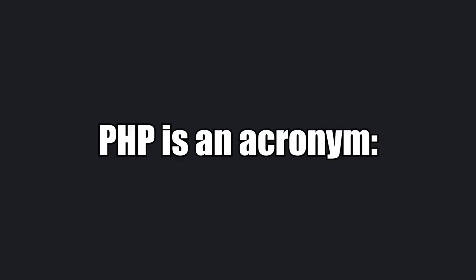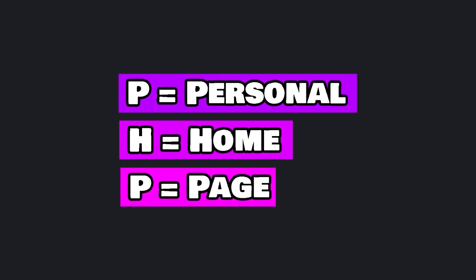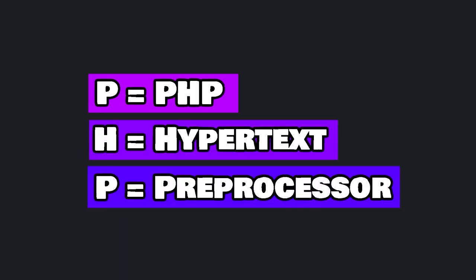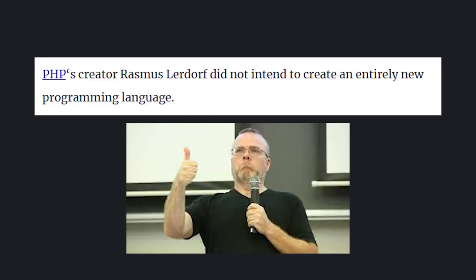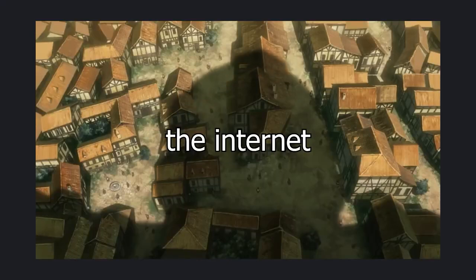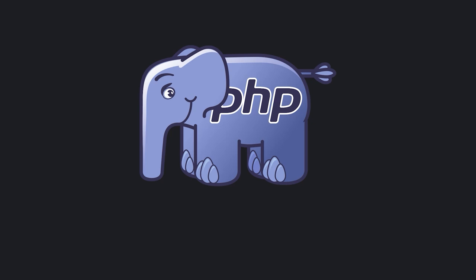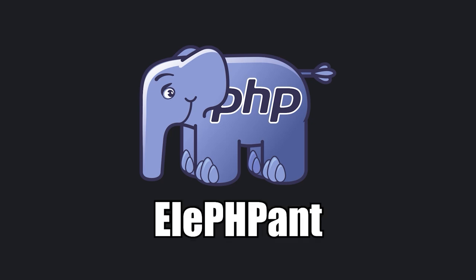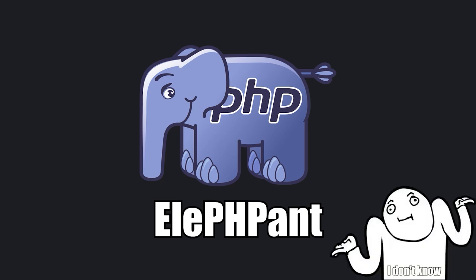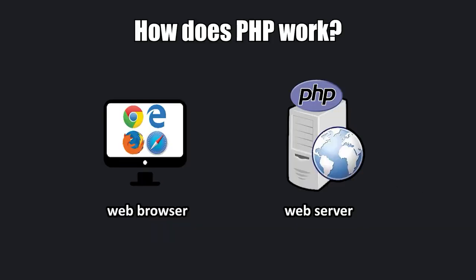It was originally an acronym for Personal Homepage, but that was later changed to PHP: Hypertext Preprocessor to reflect the language's evolution. In fact, PHP was never intended to be a new programming language. It grew organically and out of control until it became the behemoth that it is today. Fun fact, the mascot of PHP is an elephant, named PHPphant. I don't know.